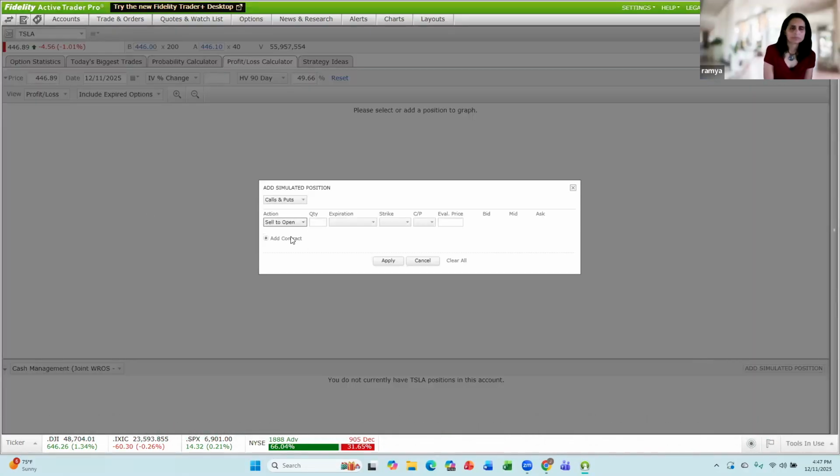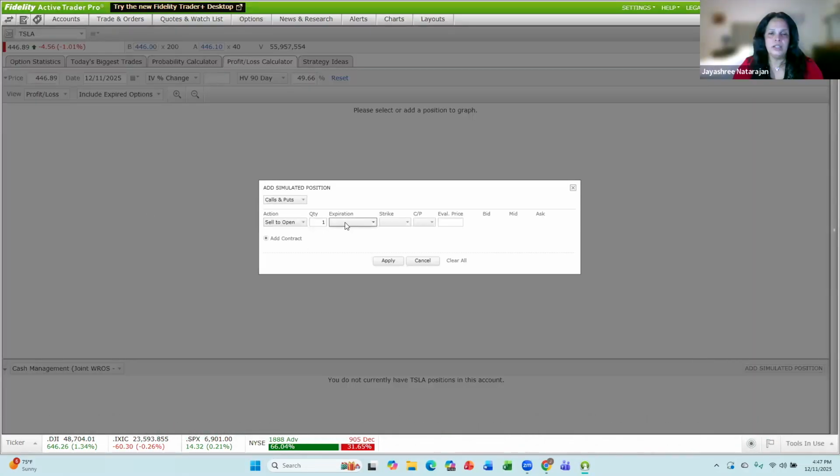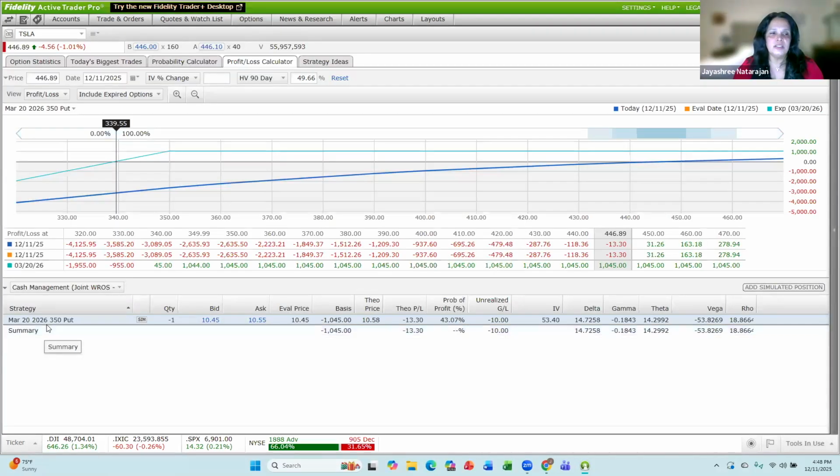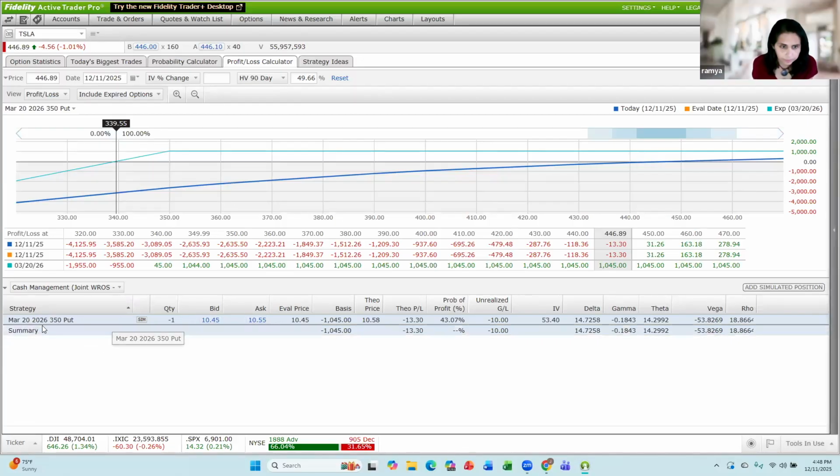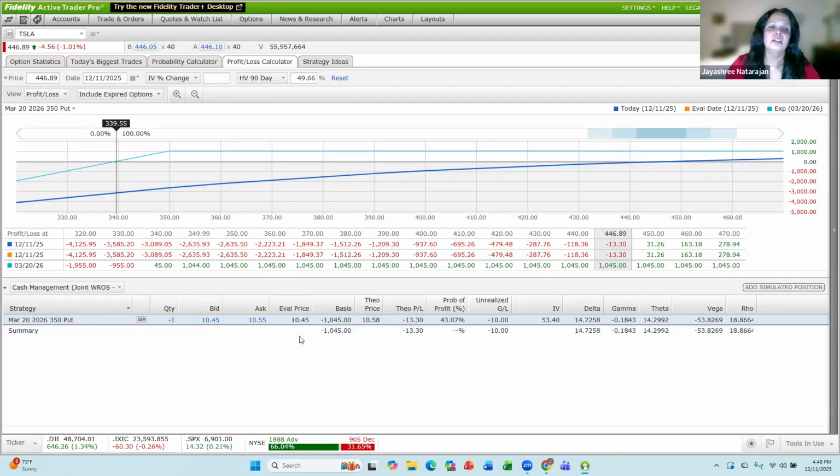I'm doing a sell to open one, and then expiration we decided March, and then we decided to do a 350 strike put and apply. If you do this, this actually shows us the strategy that you are entering. Right. And what you see is the contract, and this is choosing the bid price.